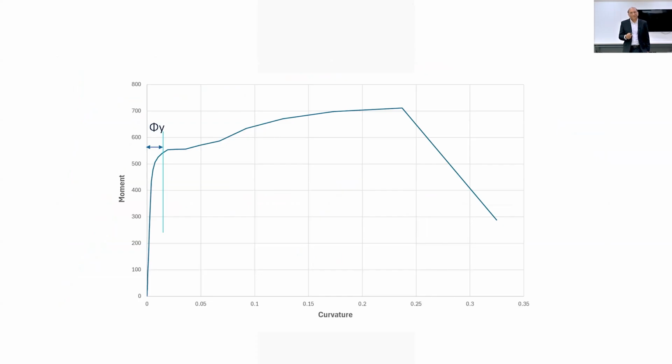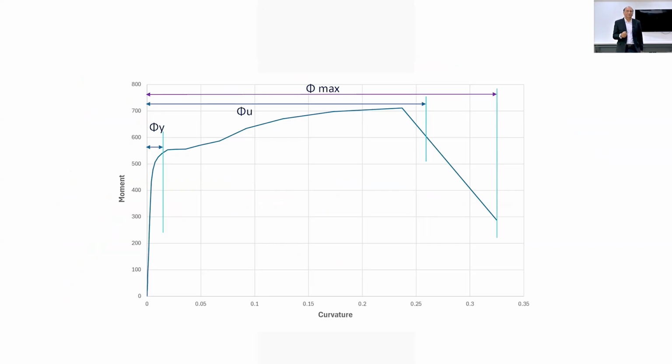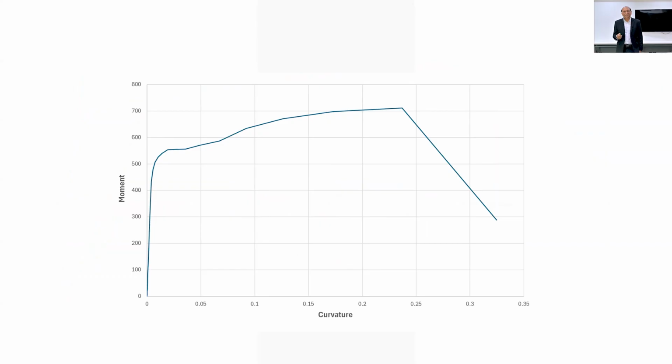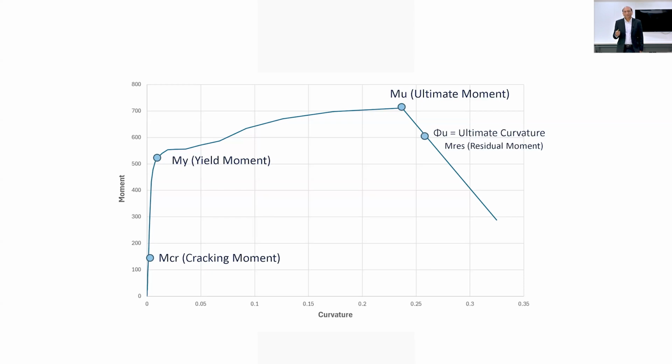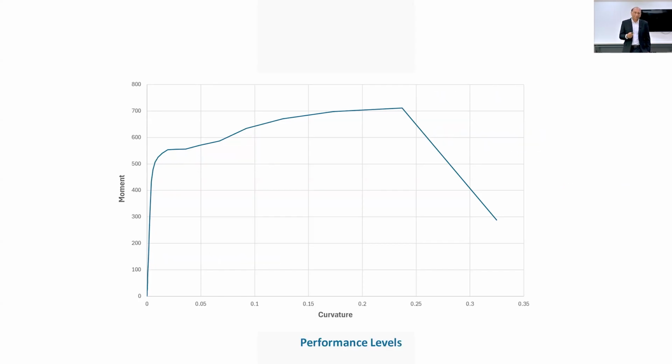So we can also calculate the yield rotation, the maximum curvature, yield curvature, ultimate curvature, ductility ratio of curvature, and so on. We can also use the cracking moment, yield moment, ultimate moment. This is the true ultimate moment, not the theoretical one, ultimate moment capacity, ultimate curvature, residual moment capacity, and so on. So we can determine so many things on the curve.